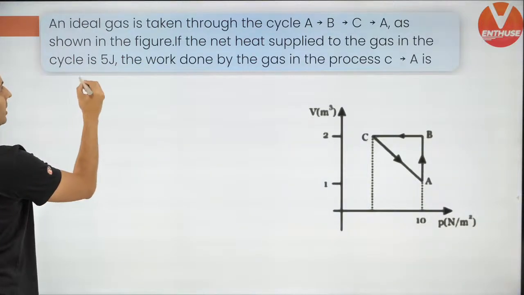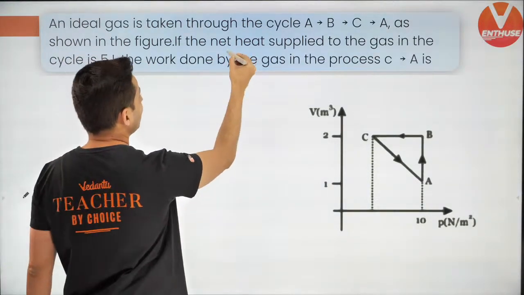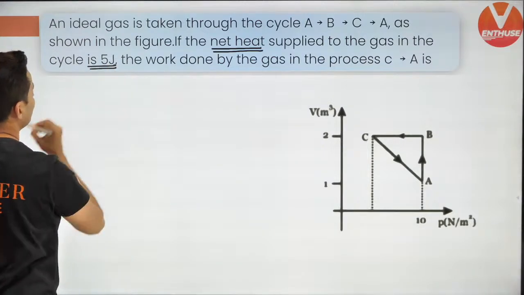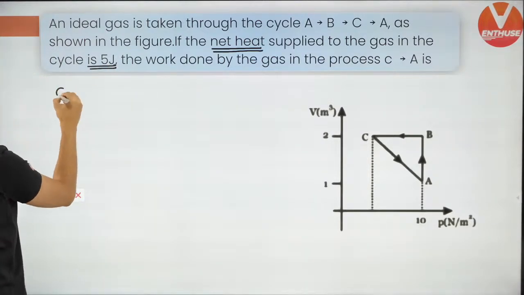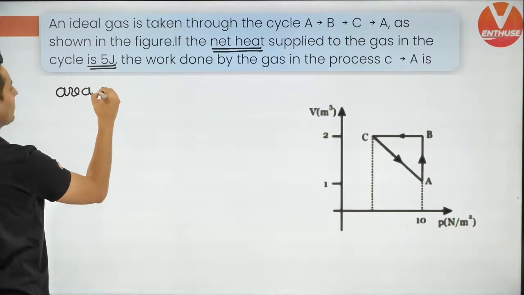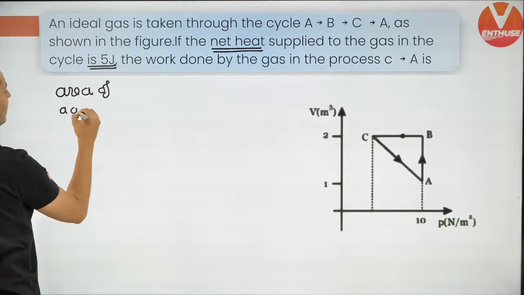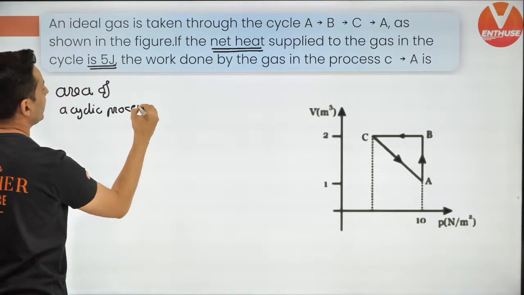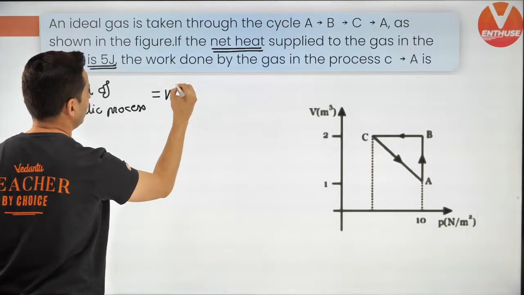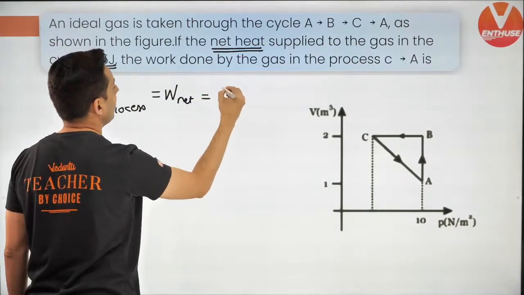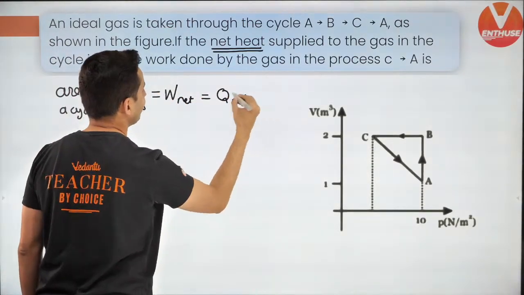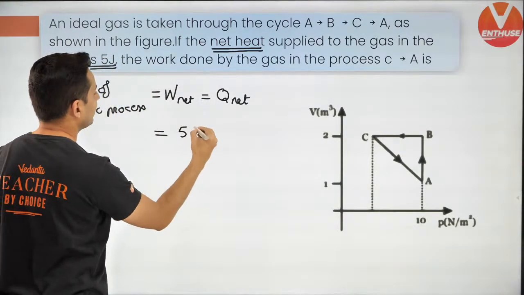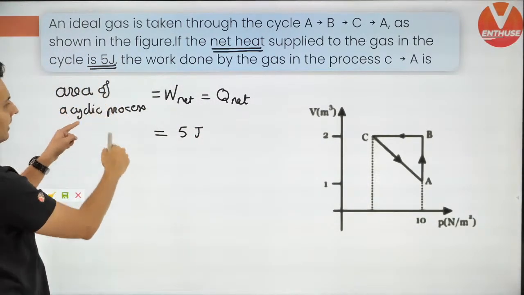Remember, in that question, the net heat supplied to the gas is given as 5 joules. And I hope you remember that the area of a cyclic process is not only the net work, but it is also the net heat. Isn't that right? And what is the net heat given? 5 joules.